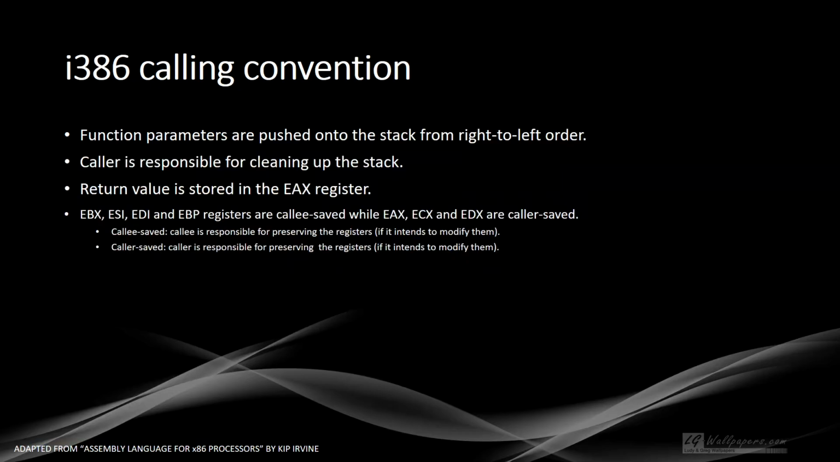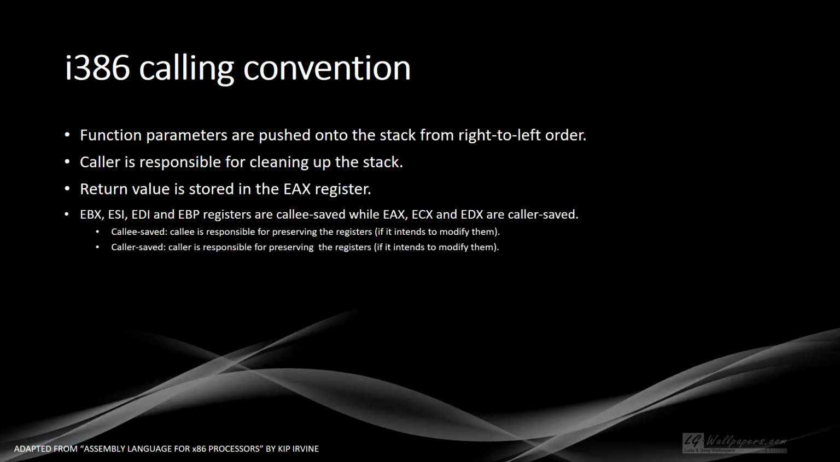For the 32-bit i386 calling convention, the function parameters are pushed onto the stack from right to left, reverse order, and the caller is responsible for cleaning up the stack, and the return value is stored in EAX. You will see that in almost every convention that we have seen, the return value is almost always stored in the EAX. And then you have something new which says that EBX, ESI, EDI, and EBP registers are callee saved, while EAX, ECX, and EDX are caller saved. What do we mean by callee saved and caller saved?